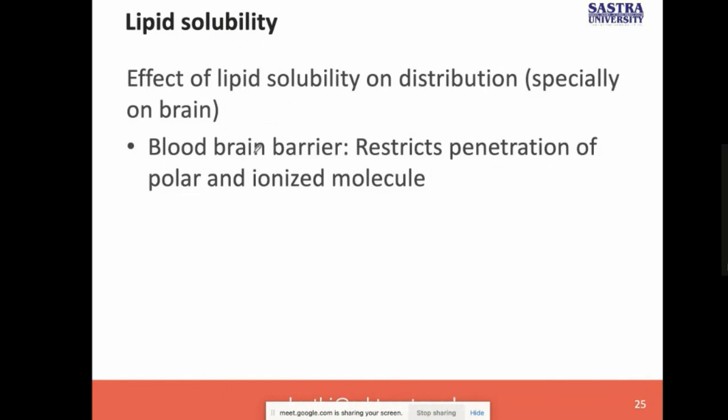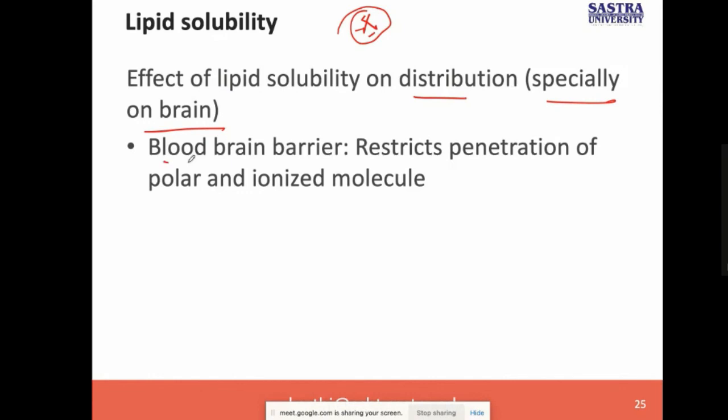So coming to lipid solubility. So far we discussed water solubility, right? We know that the presence of some functional groups will enhance lipid solubility. This is important for distribution, especially to the brain, which needs lipid solubility. Very important point: if a molecule has to reach the brain, it should have very good lipid solubility. Poor lipid soluble molecules cannot reach the brain.